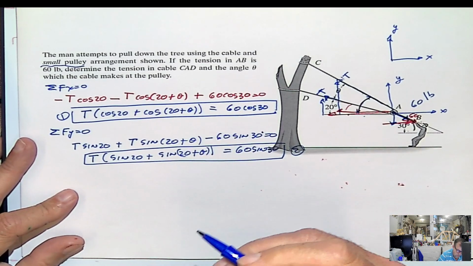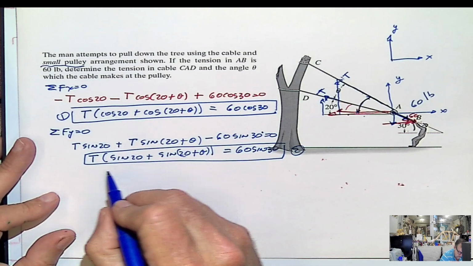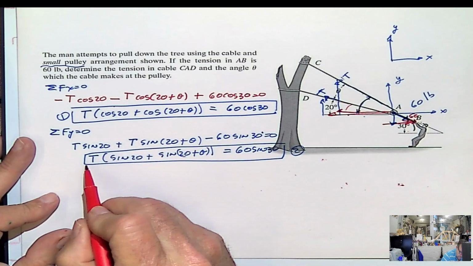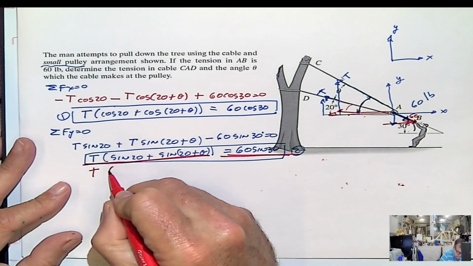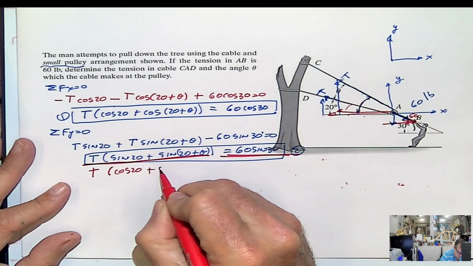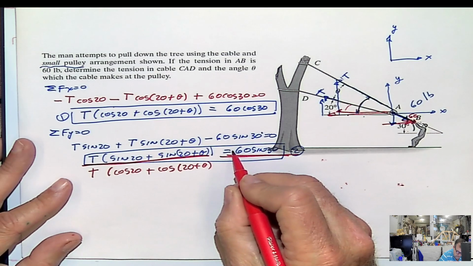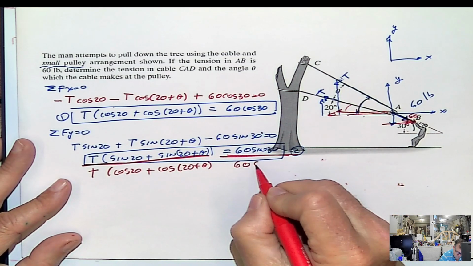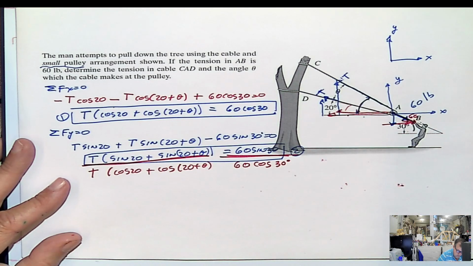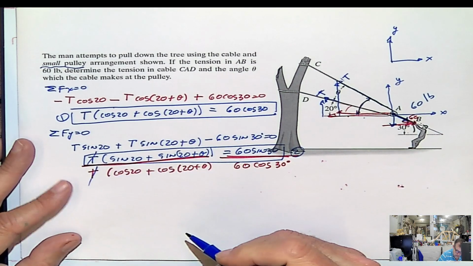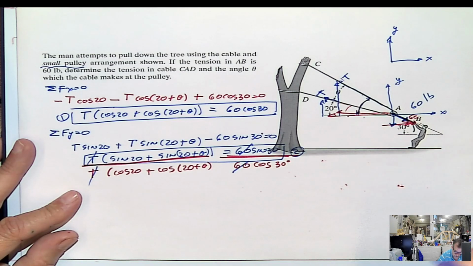Now, I'm going to divide equation 2 by equation 1. Let me put here equation 1, I'm going to put it in red so you can see the difference. It's going to be T times cosine 20 plus cosine of 20 plus theta, equal to 60 cosine 30 degrees. Now, if I divide, these are going to cancel out, this 60 and this 60 cancel out, and sine divided by cosine becomes tangent.